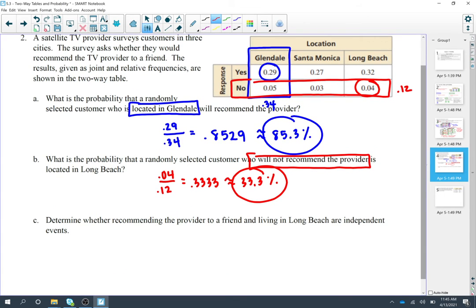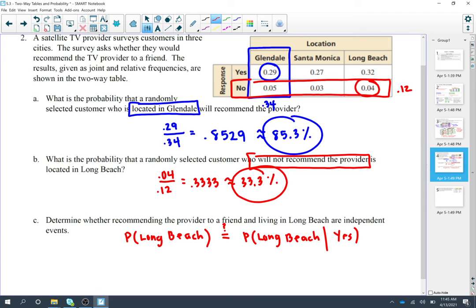Part C. Determine whether recommending the provider to a friend and living in Long Beach are independent events. Now, we're working with whether they're independent events, but this is conditional probability. So really what we're trying to figure out here is whether the probability of living in Long Beach is the same as, and I'm going to put a question mark because we don't know right now, the probability of living in Long Beach given that you're going to recommend the provider.